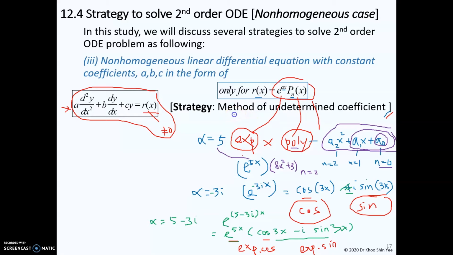In simple terms, we can use the method of undetermined coefficient to solve the second order non-homogeneous problem here if the right-hand side function is either exponential, polynomial, cos, sine, exponential cos, or exponential sine. So if your right-hand side function consists of these, then we can solve it using this method.